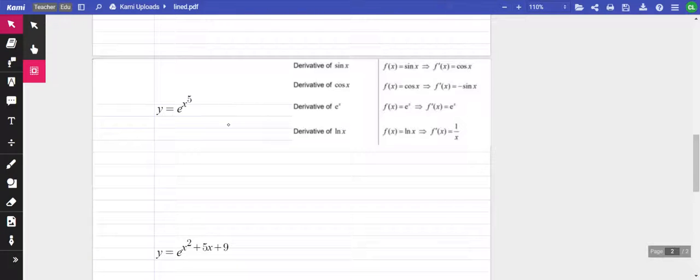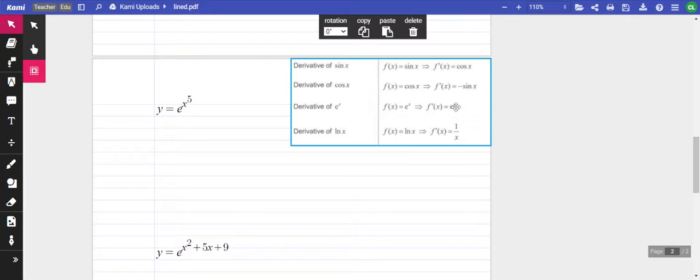So, taking the derivative of the exponential function. The exponential function has a base of e. Remember, this is just Euler's constant, and it's a random number that was found in nature, kind of like pi. The nice thing about the derivative of the exponential function is that the derivative of e to the x is just e to the x.